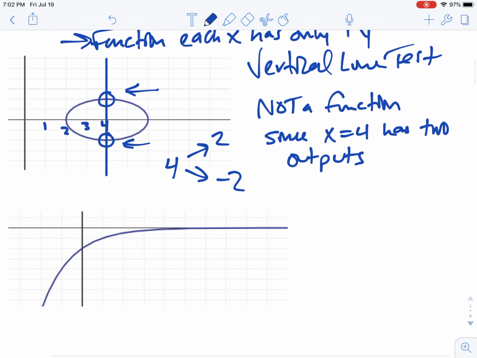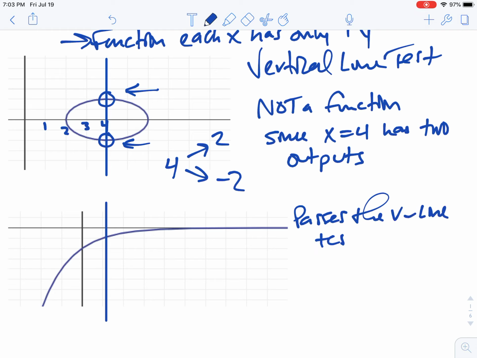For the next graph here, you can kind of see if I draw a vertical line, there's no place I can draw this line where it's going to cross more than once. So as I go over here, it's never going to cross this graph more than once, which means that it passes the vertical line test because each x, each input, has only one y.